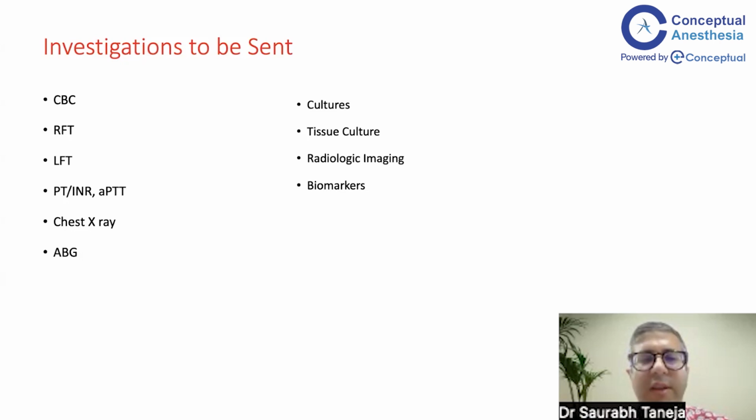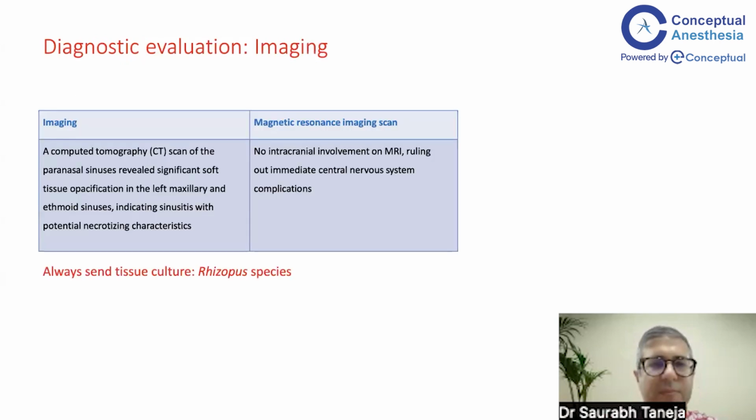We send all the routine investigations. We also send tissue cultures if we do a sinus biopsy. We also do a CT scan for radiological imaging, and if required, an MRI and biomarkers. So on imaging, we find that a computed tomography scan of the paranasal sinuses revealed significant soft tissue opacification in the left maxillary and ethmoid sinus, indicating sinusitis with potential necrotizing characteristics. Sinusitis with potential necrotizing features should always prompt a tissue culture. Here the tissue culture was sent and it grew Rhizopus species, which is part of the order Mucorales.